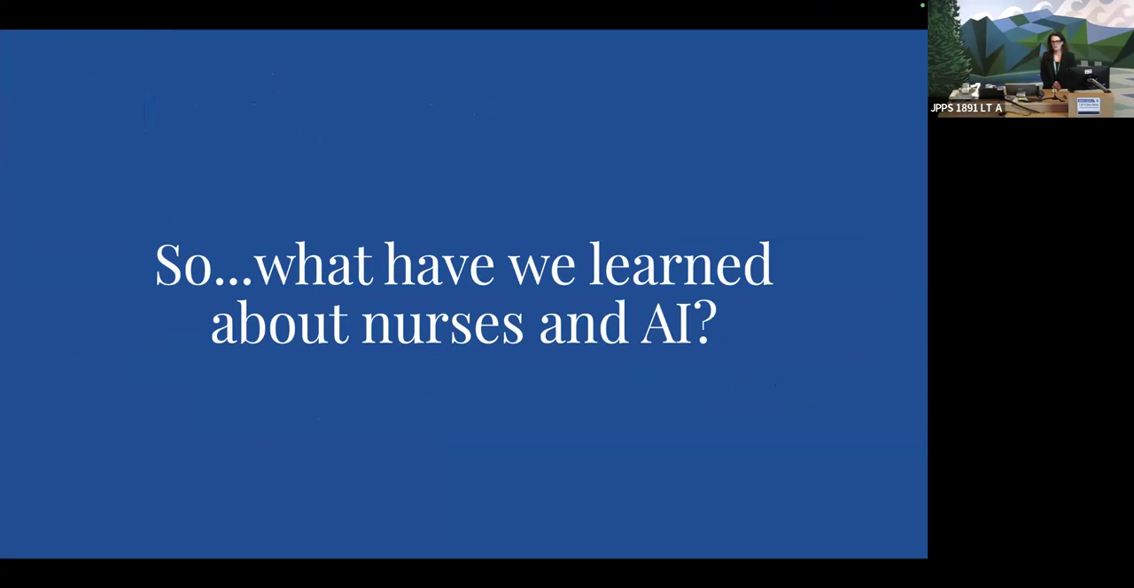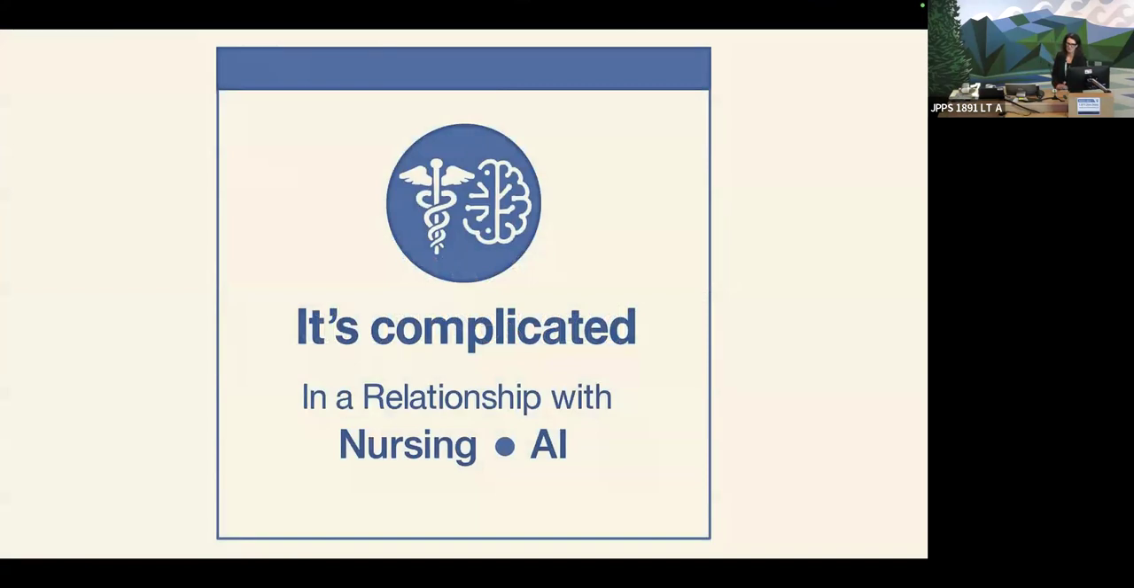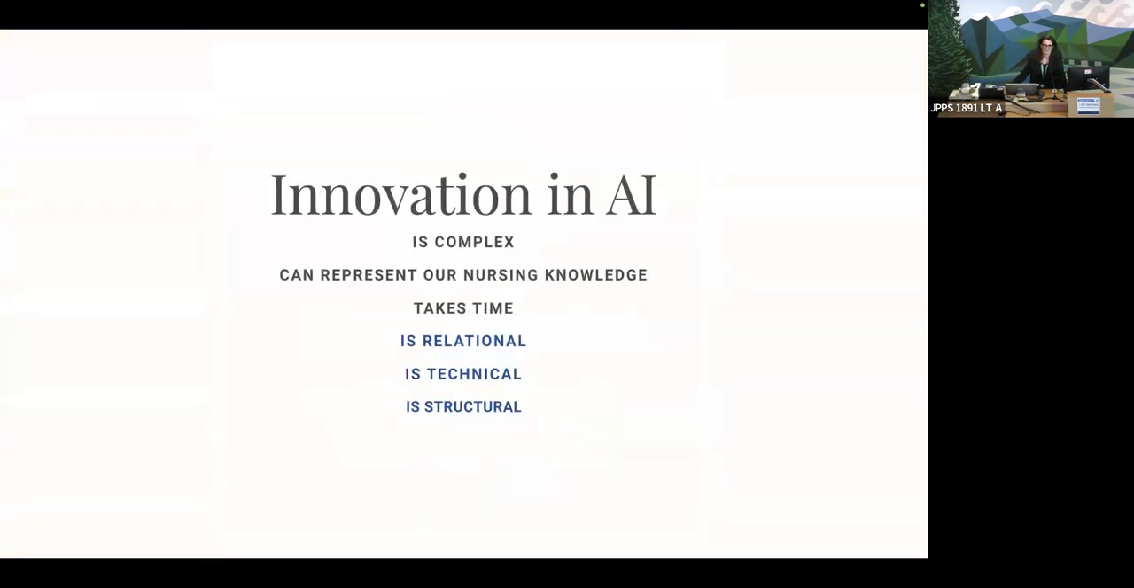And so what have we learned about nurses and AI? And this is just our personal reflections. Being around in the early 2000s, we had Facebook, right? So it's complicated. We're in a complicated relationship, but it's not bad. What we know about innovation in AI, we know it's complex. We're going in with eyes open. We know that it can represent our nursing knowledge. What we share today from our own research and from around the world is just the start and more to come. And it takes time.